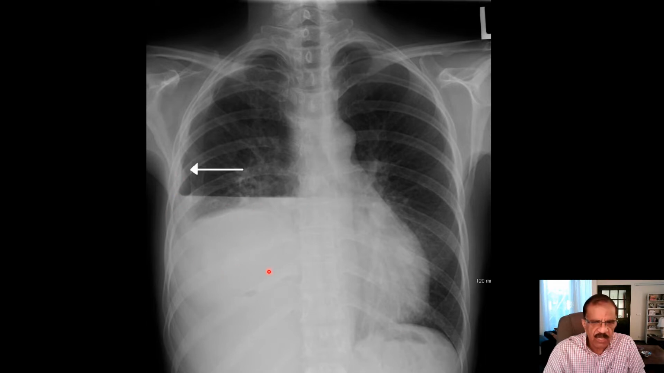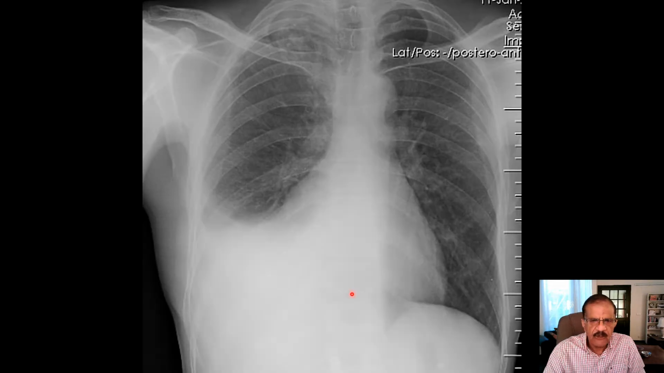Now let's see another film. What do you see here? Again, I think the same, exactly similar picture. Dense, uniform, homogeneous opacity on the right side. You don't see right costophrenic angle, right diaphragm, right cardiophrenic angle, right cardiac border in this part. This one is slightly smaller than the one we saw previously, and the upper border is classical curvilinear. But something, if you have appreciated, right border is not actually in its normal position.